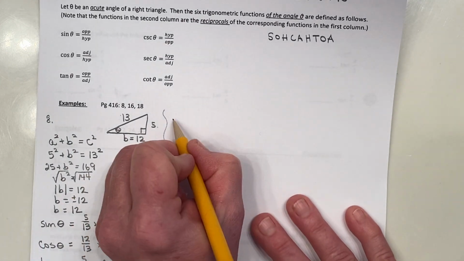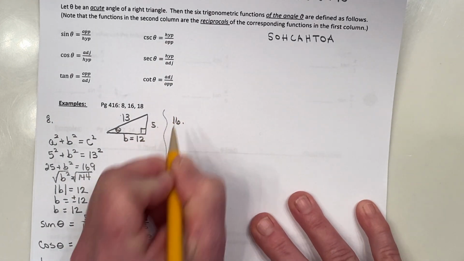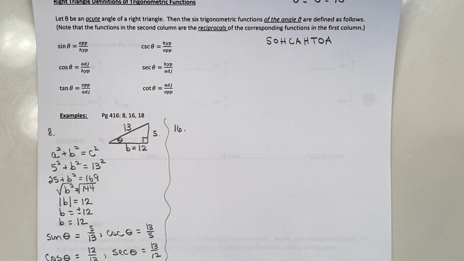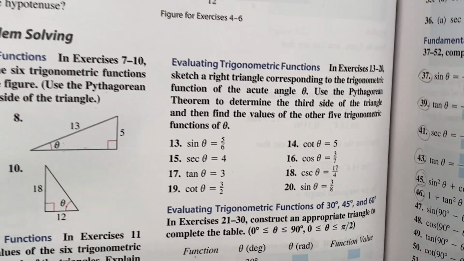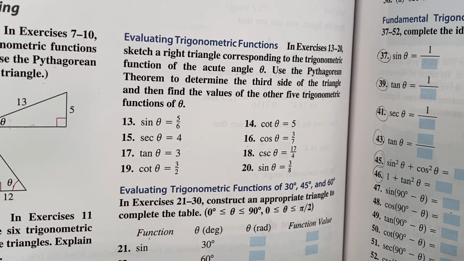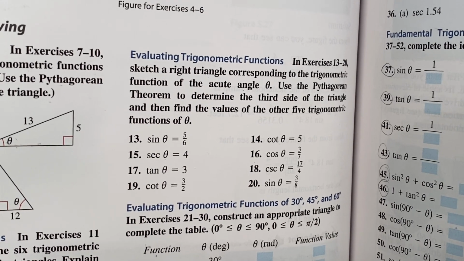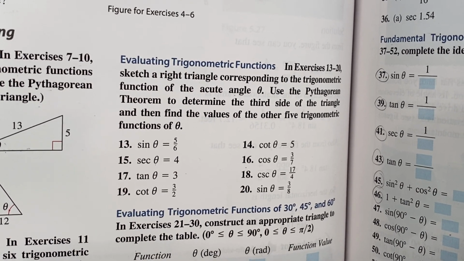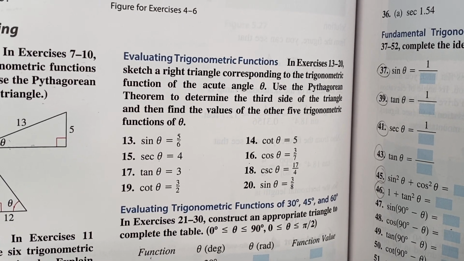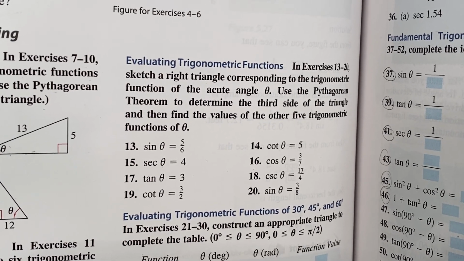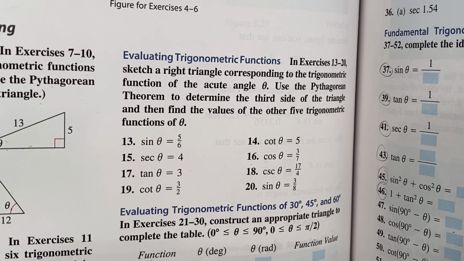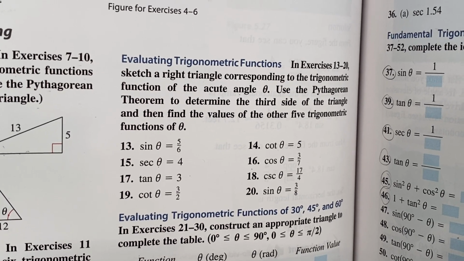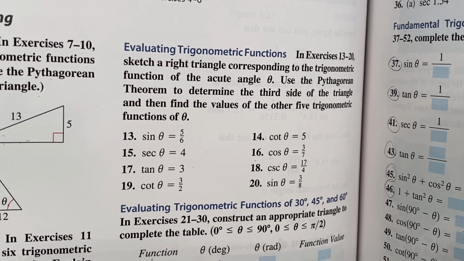So let's look at 16. What's the presentation of the problem there? Well, let's see. See if I can get the book back up here. We're going to be doing the same thing, but the given information is a little different. Well, there's 16 right there. It's cosine of theta equals 3/7. So it says in the directions, sketch a right triangle corresponding to the trigonometric function of the acute angle theta. Use Pythagorean theorem to determine the third side of the triangle and then find the values of the other 5 trig functions of theta.